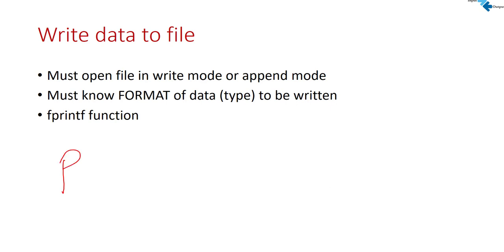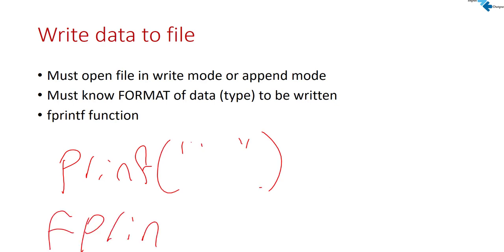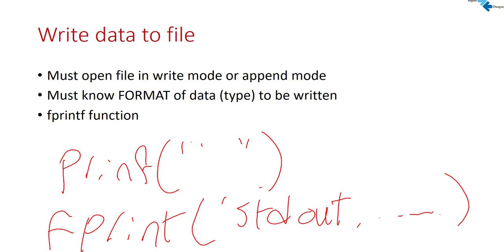printf, you are writing whatever you want to print, right? fprintf, you are writing here the pointer name, right? So if you used here standard out and then whatever data you want to print, this will print directly to the monitor.